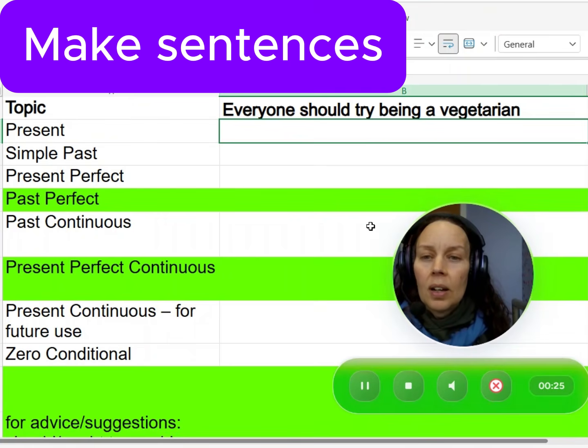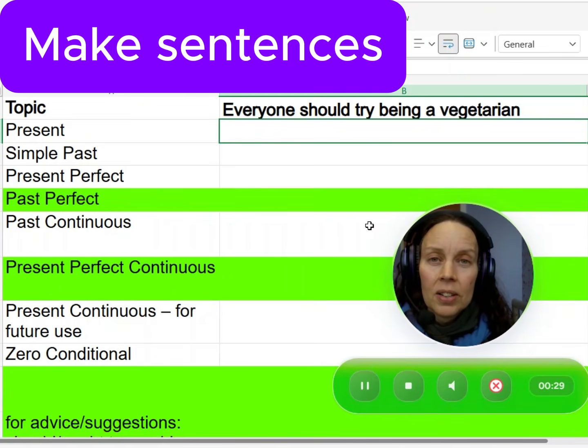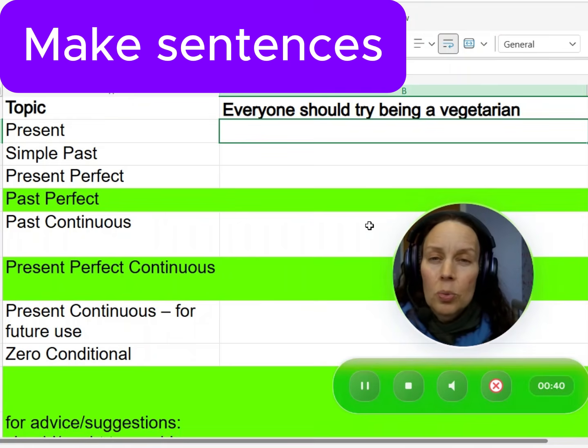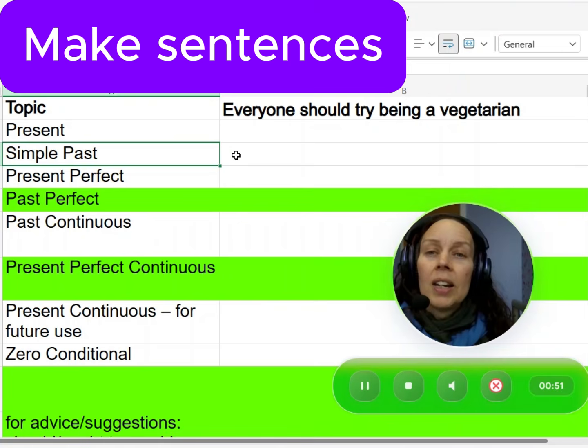Present. I think everyone should try being a vegetarian because it's a healthy lifestyle and people have many health problems these days. I am a vegetarian. I think it's a healthy lifestyle. I know many vegetarians in the world and they are very healthy. So you make lots of sentences in these. I know I can do present tense.